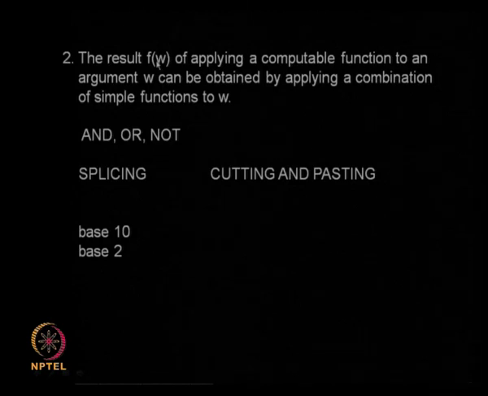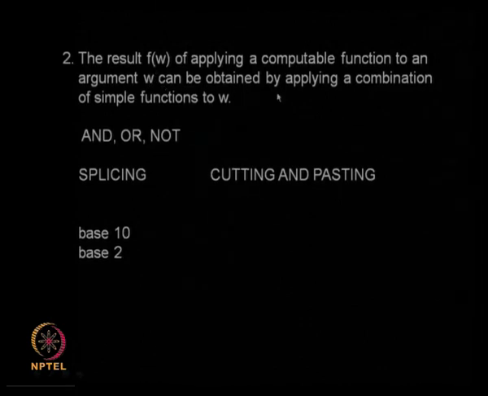The result Fw of applying a computable function F to an argument W can be obtained by applying a combination of simple functions to W. Even though F may be a very complex function, it can be obtained from simple functions by continuous applications. This is the definition of partial recursive functions.